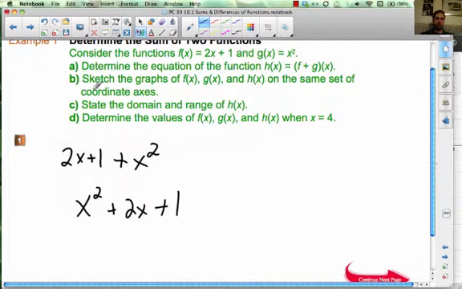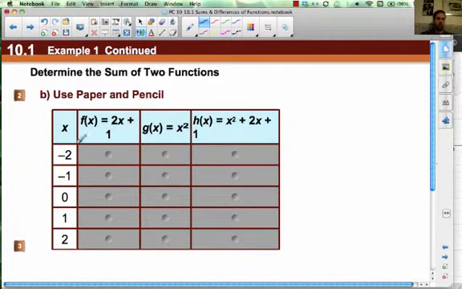So B, let's take a look on the next page. We're going to sketch this where we'll just do it by hand. Then we'll state the domain and range. So here's some points here to help us out. Let's just see what's going on in our original function f of x and g of x, and then in our combined function h of x. So when x is minus 2, we have 2 times minus 2 is minus 4, plus 1 is minus 3.